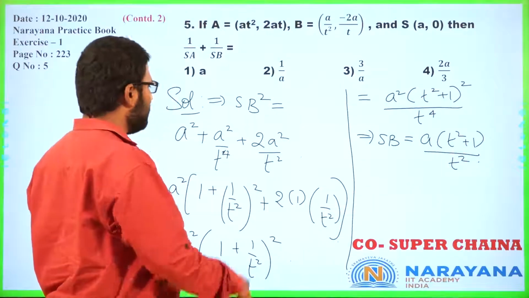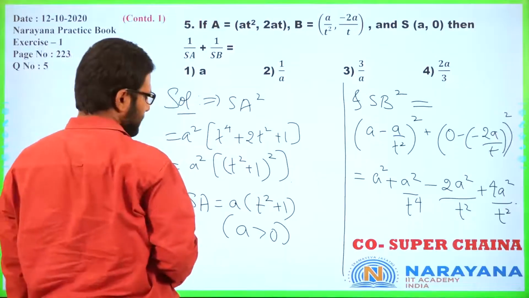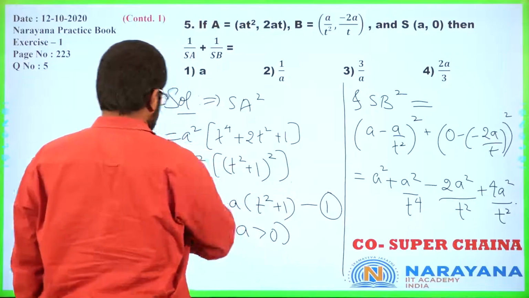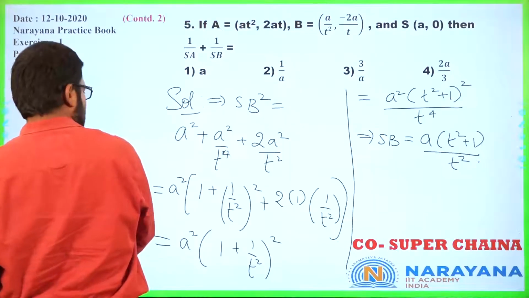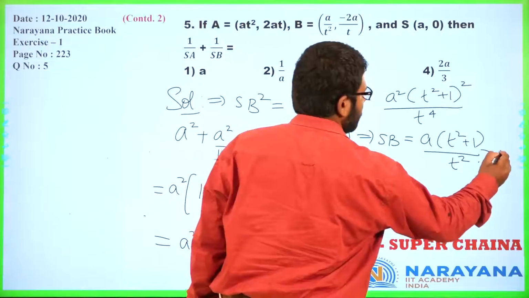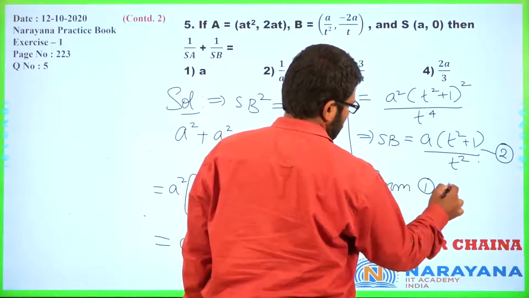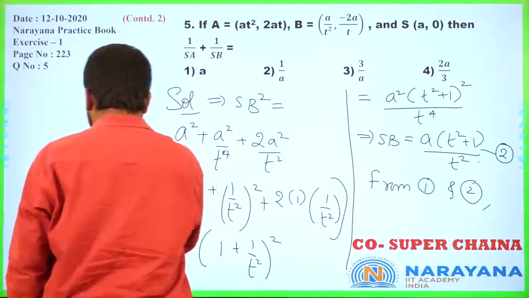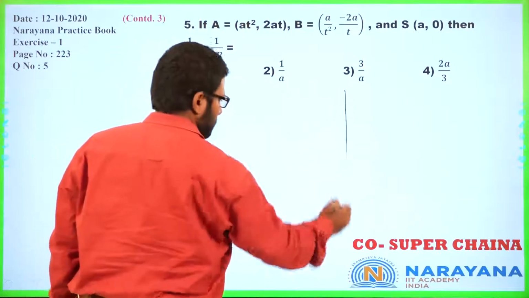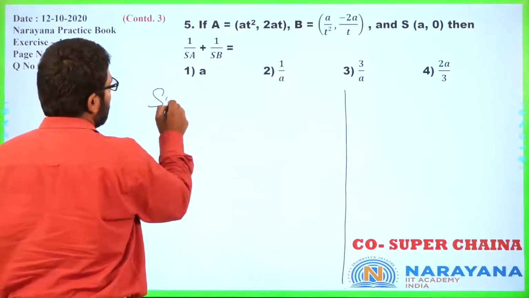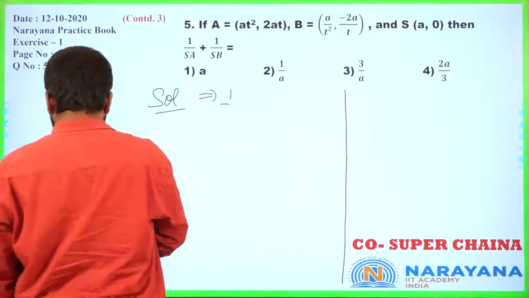Alright, so now we have SA and SB both, right? You mark SA 1, there are no ones anywhere, right? Yeah. And you mark SB 2, right? So from 1 and 2, which means, no, let us write that first.